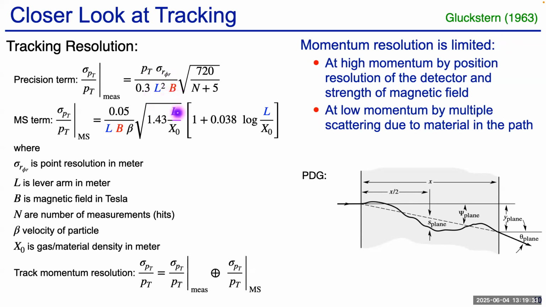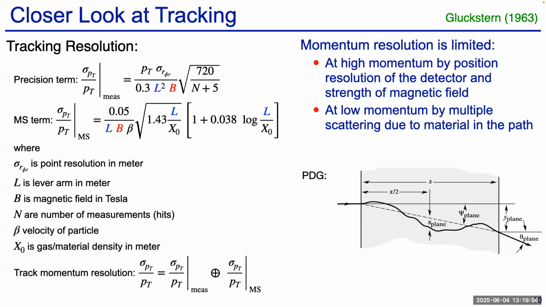This is the lever arm, and this is naively clear, right? I mean, the more I measure from the track, the better the quality is. And that goes with the square. The higher the magnetic field, the better the resolution. And then there's this funny factor n here, which is the number of hits you have. So that all matters at high PT.